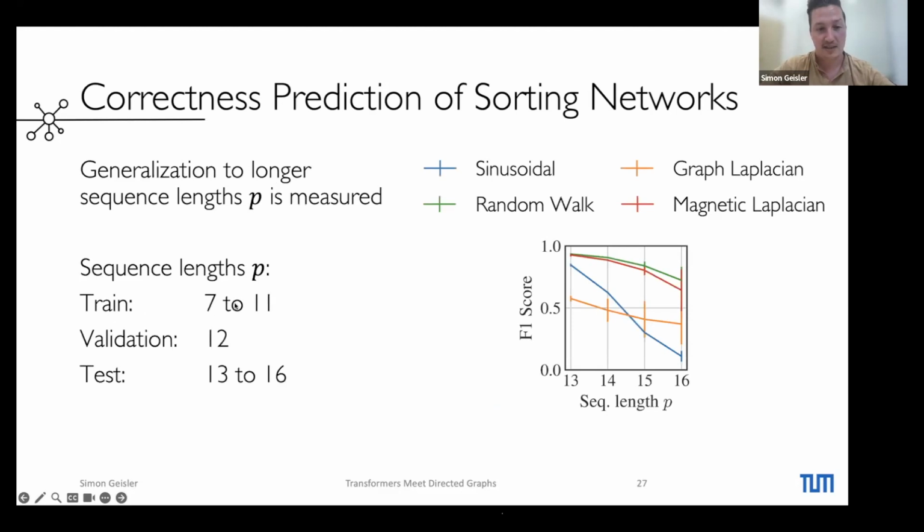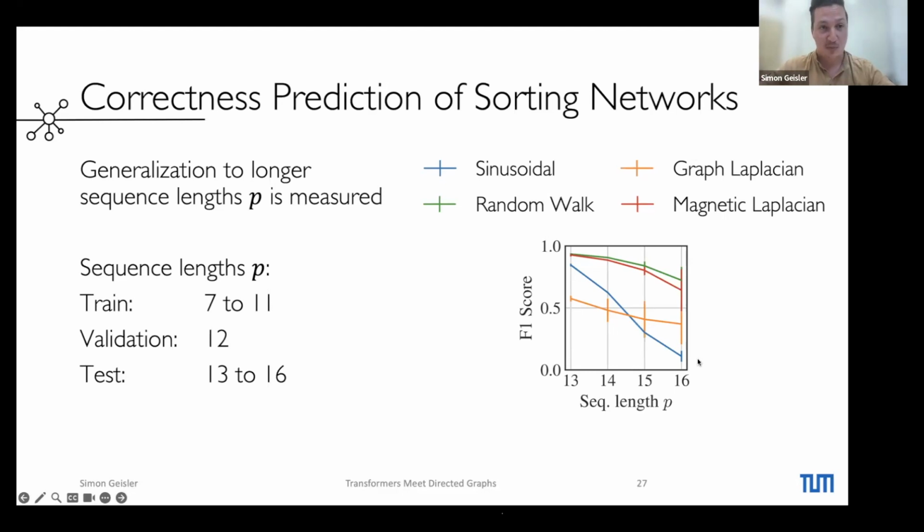We train on sequence lengths 7 to 11, we validate on sequence length 12, and then we look at the test generalization, which means sequence lengths 13 to 16. We have sinusoidal position encodings, the random walk encodings, the graph Laplacian, and the magnetic Laplacian. The sinusoidal position encodings work okay for the shorter sequences, giving quite decent performance, but they don't generalize well to the larger graphs.